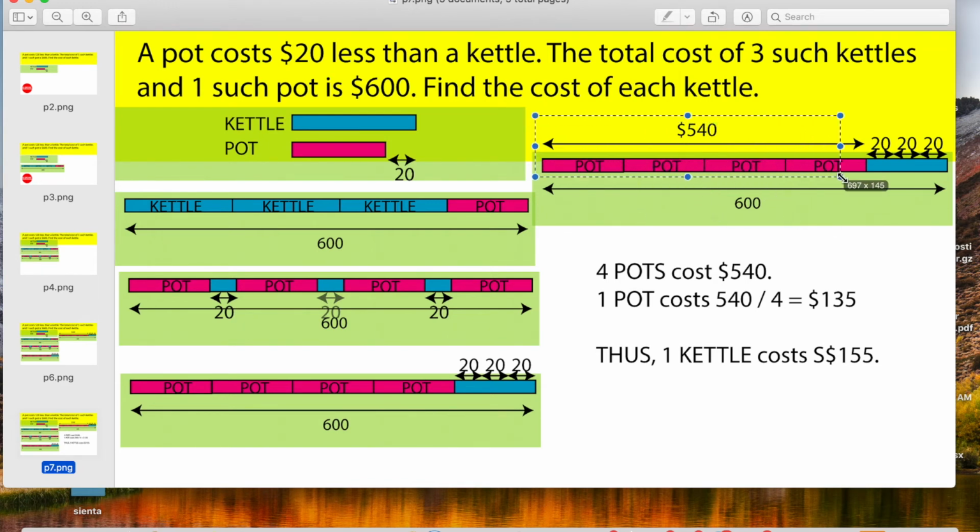Therefore, in order to find 1 pot, it costs 540 divided by 4, which is 135. In order to find the kettle, you take 135 plus 20, and you get 155. So 155 will be equal to 1 kettle. This is how you do this question.